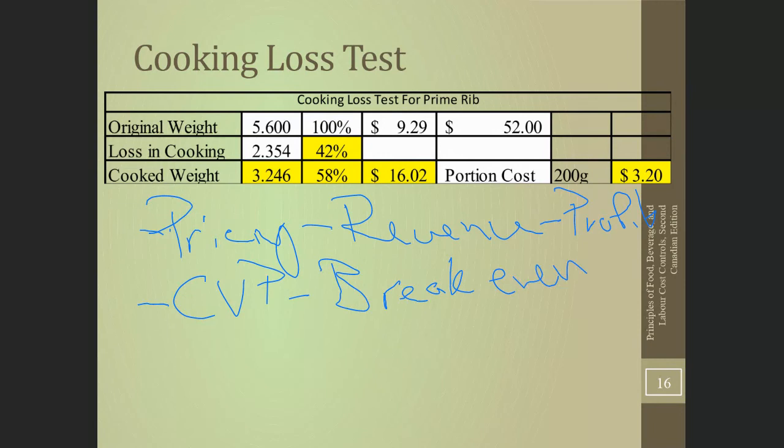Now, if we did not do this cooking loss test, we would assume that our cost per kilogram for our prime rib was $9.29. We would base pricing decisions off of $9.29. However, that is not the true cost per kilogram, because it has a yield. It has a 58% yield, which means that our EPC, or our true cost per kilogram, is $16.02. So we have to make sure that we're doing a cooking loss test for our high price items, or items that don't have a consistent yield, because it affects our revenue, and as an extension, our profit, but also our break even points.